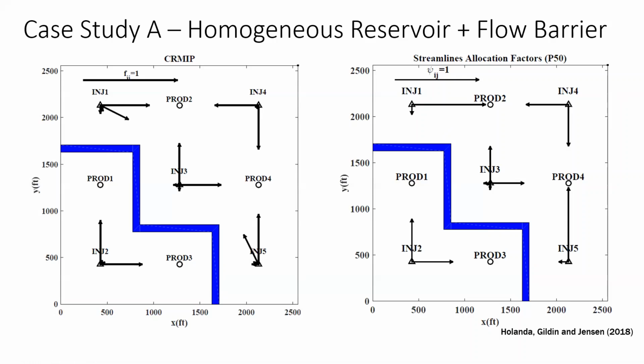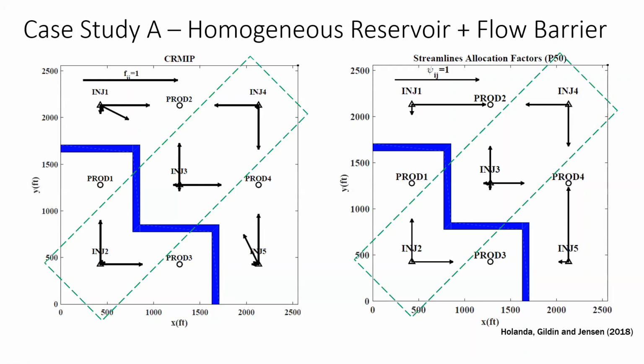On the other hand, the pressure interference, which is usually described by the material balance equations in CRMs, can connect more distant injector-producer pairs. And we can see this here. This is a homogeneous reservoir where there is a flow barrier, which is depicted by the blue lines here. And we can see that the connectivities and streamline allocation factors for these three central injector wells are pretty much similar.